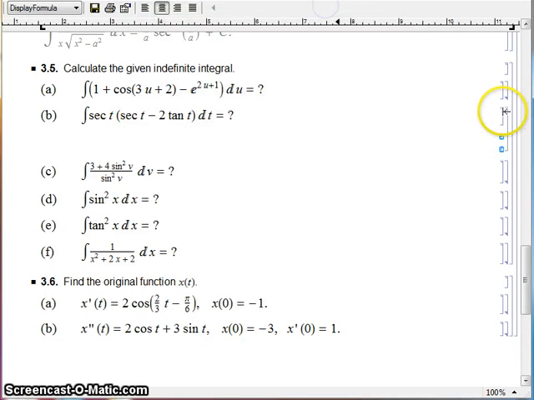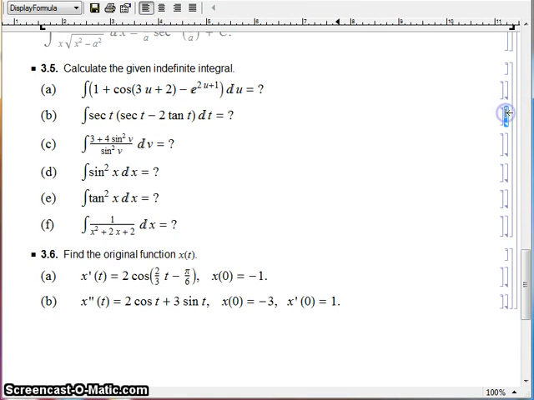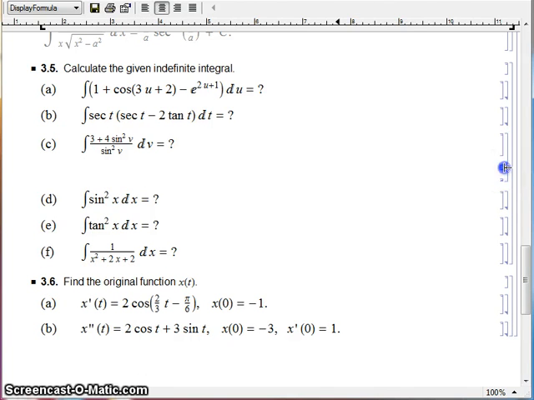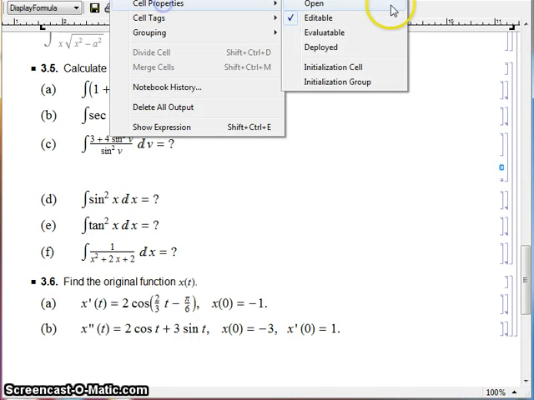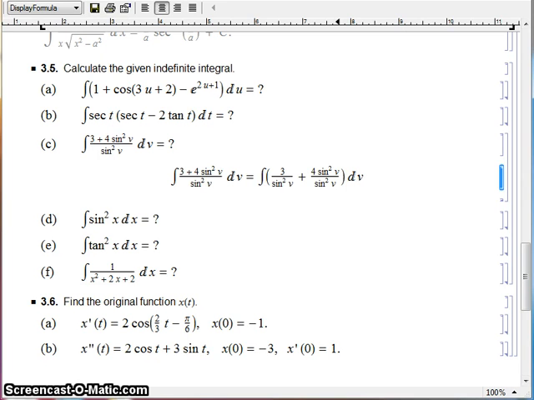Okay, how about some other problems here? How about problem C? Again, it is going to be a bad idea trying to find the antiderivative of the numerator and the antiderivative of the denominator separately. The standard technique applies. Separate the numerator, and let's see what happens if we do that.